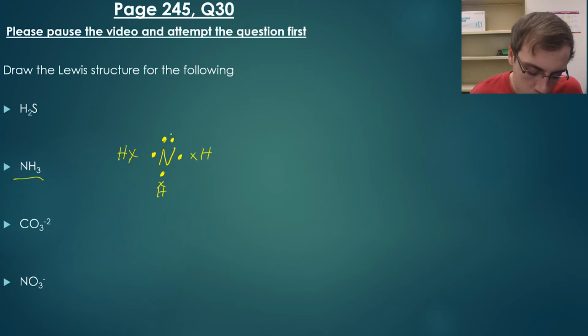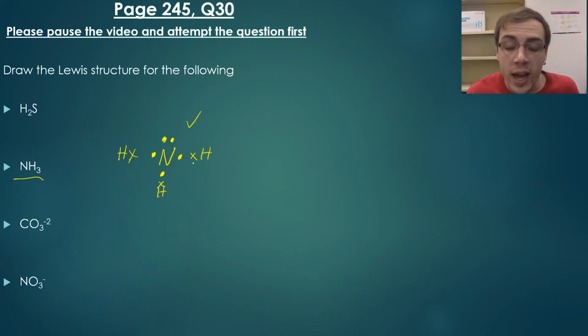So nitrogen is 1, 2, 3, 4, 5, 6, 7, 8. Hydrogen, 1, 2, 1, 2, 1, 2. So that is the Lewis structure for NH3.